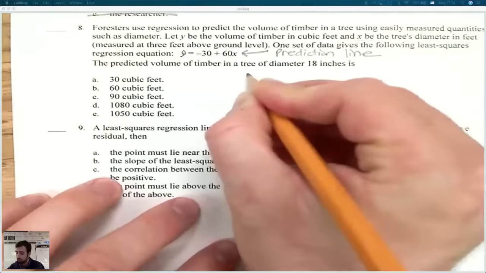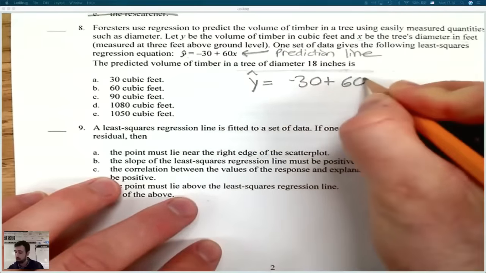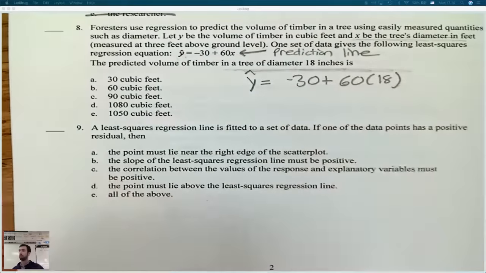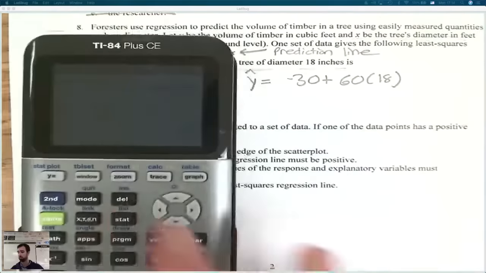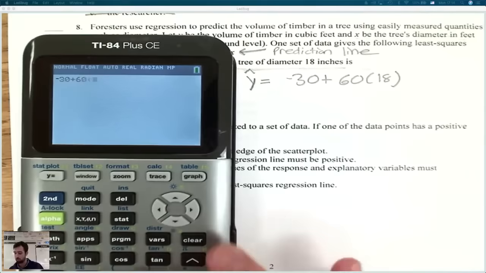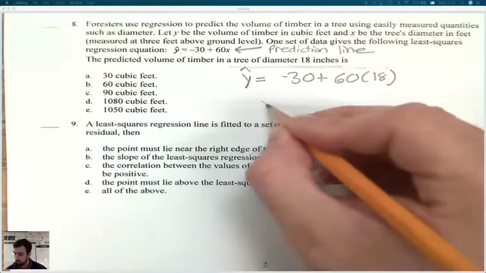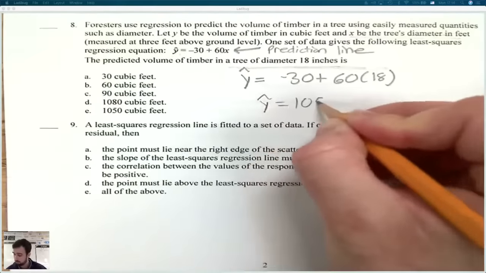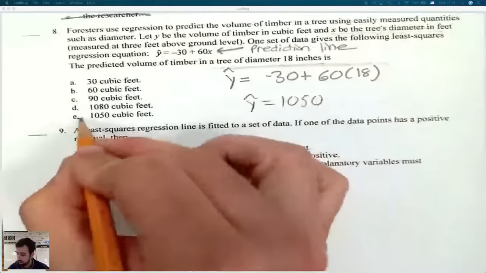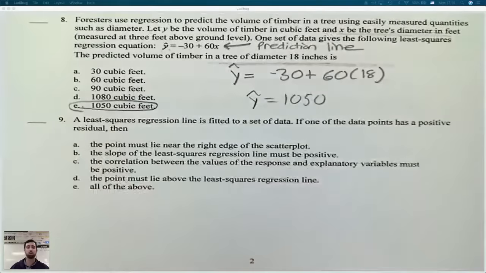So I'm going to write this out. If this was a free response question, you would have to write this out to get full credit. After that, you can jump into your calculator and finish it off. But if it's a free response question, do not just jump to your calculator. So I get Y hat equals 1050. That means we would predict the volume of timber in a tree with a diameter of 18 to be 1050.